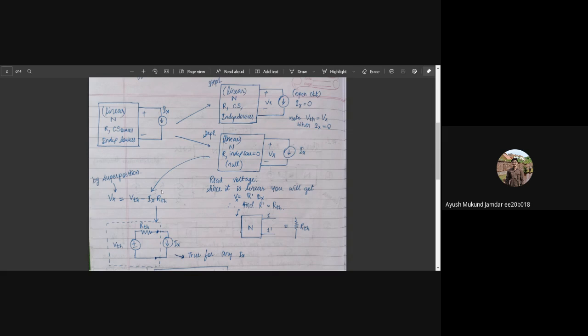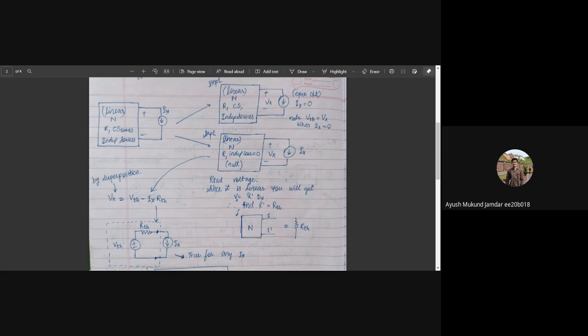Once we have the output voltage equation, VTH minus Ix times RTH, this can be understood with a circuit that has a potential source VTH, a resistance RTH, and a current source Ix attached to the terminals. This is true for any Ix, and VTH and RTH are what we call the Thevenin parameters, Thevenin voltage and Thevenin resistance. So this was how the theorem came up.